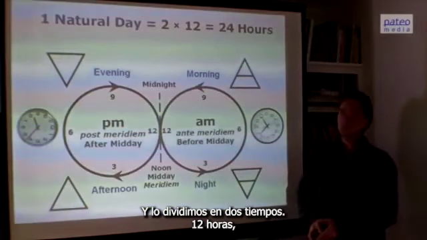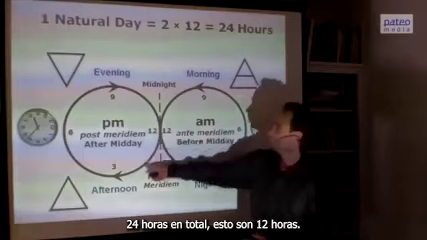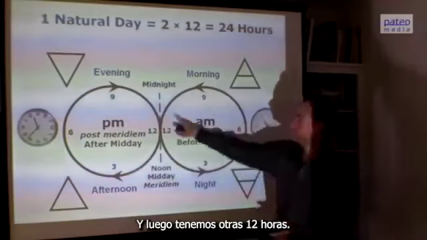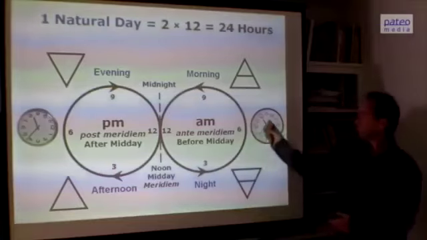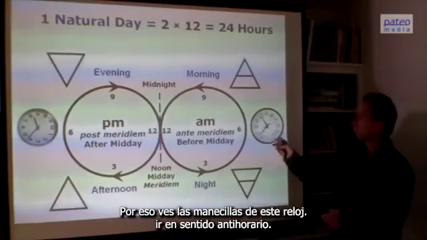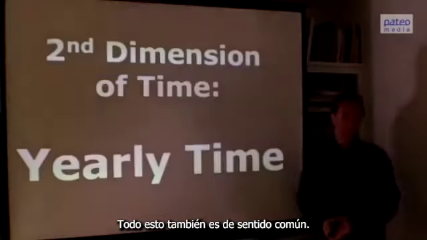And we divide that into 2 times 12 hours, 24 hours in total. This is 12 hours, and then we have another 12 hours. This is going clockwise. This is going counterclockwise. That's why you see the hands of this clock go counterclockwise. This is all common sense too.